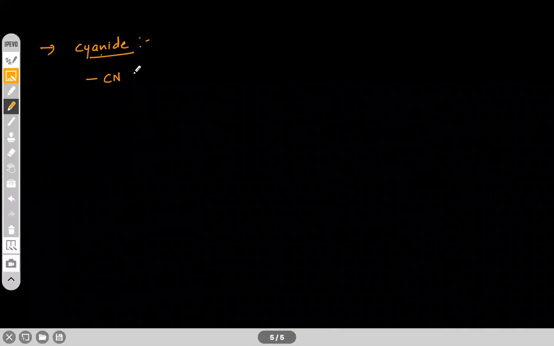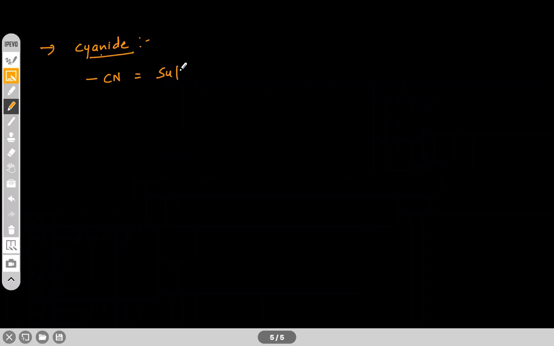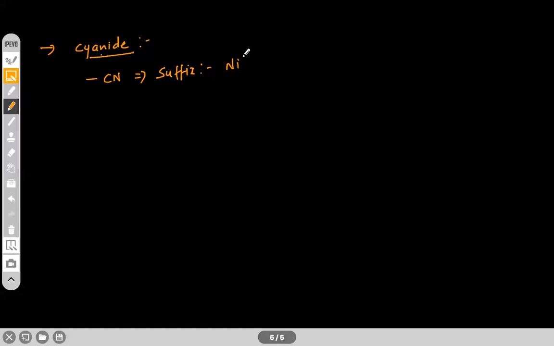Okay, next. The next functional group we have is cyanide. Cyanide functional group is CN, and its suffix is nitrile. Remember, for all these functional groups, we always start numbering from the carbon atom of the functional group. For example, you see this: CH3CN.